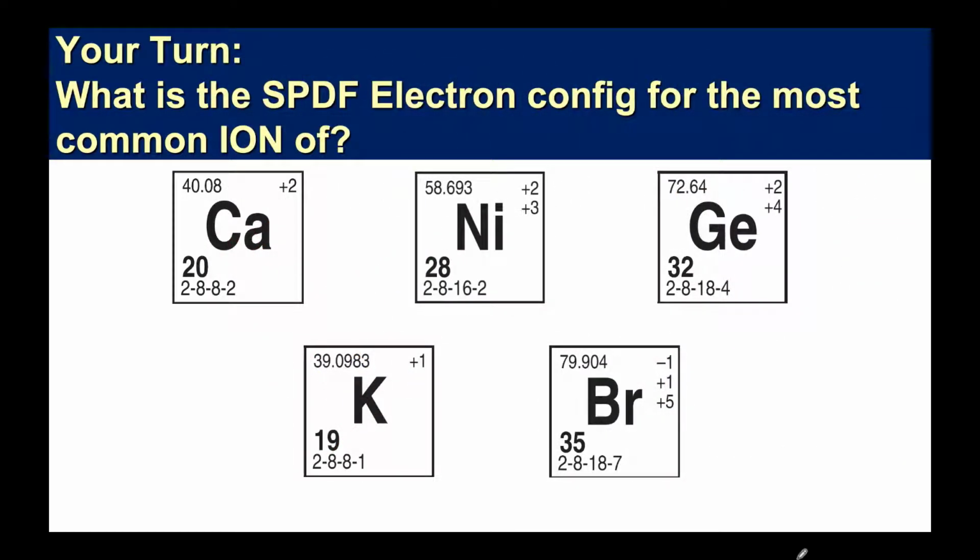So now it is your turn. There are 5 atoms that are here, and I want you to write the electron configuration for the most common form of the ion that these atoms will turn into. Pause the video now while you do that, and then unpause when you're ready for the answer.